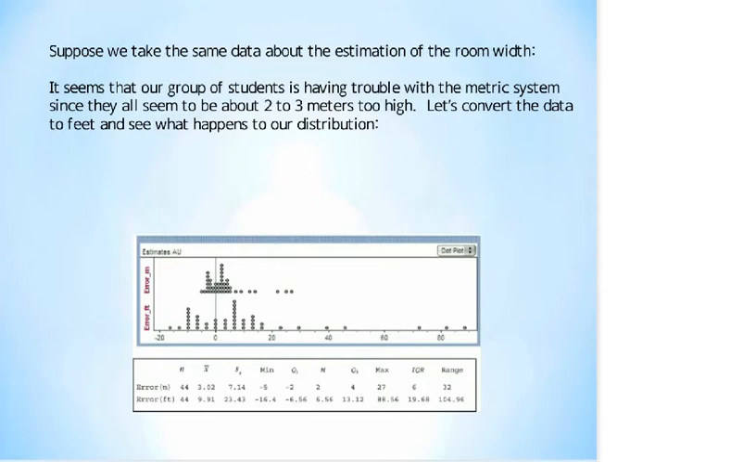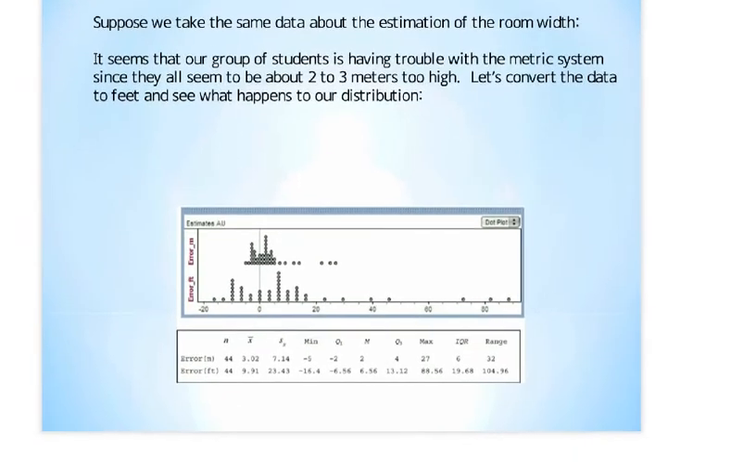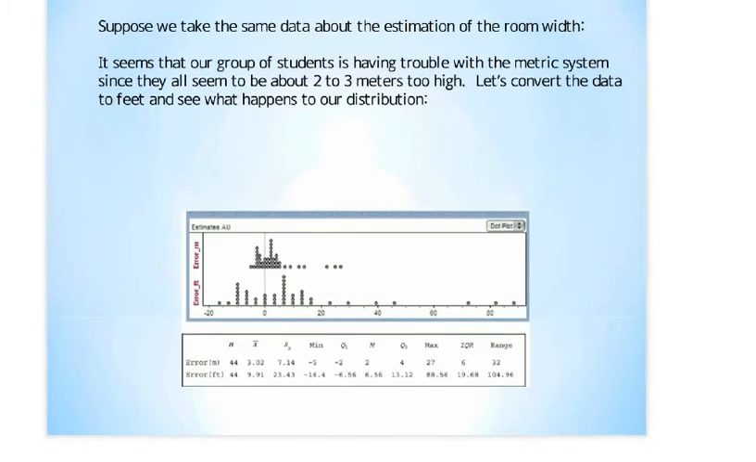So let's look at this. Suppose we take the same data about the estimation of the room width. Now, it looks like they're having trouble, especially these guys up here, which are absolutely crazy. They're like 2 to 3 meters too high. So we're going to convert the measurement to feet. To convert to feet, we know that there are about 3.28 feet in 1 meter. So what we've done with this data here is we've taken all of these data points, and no, I'm not going to make you do that, and we have converted it to feet.